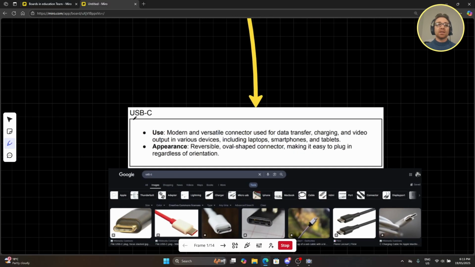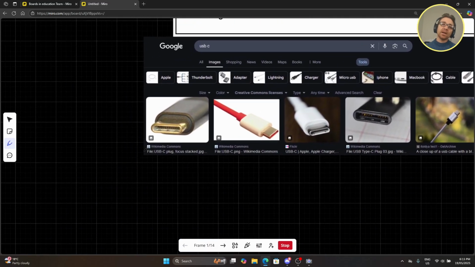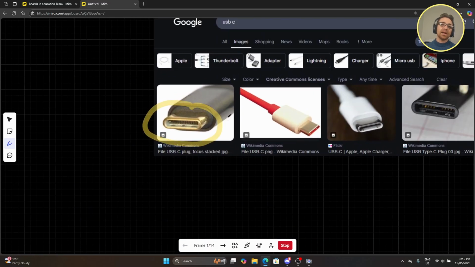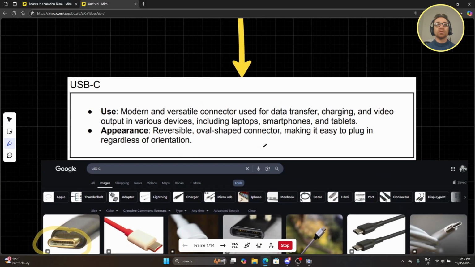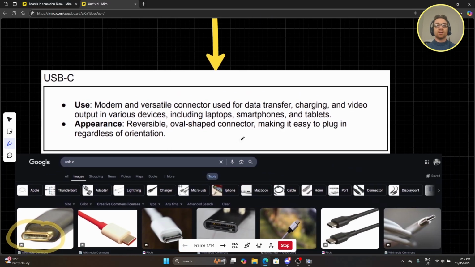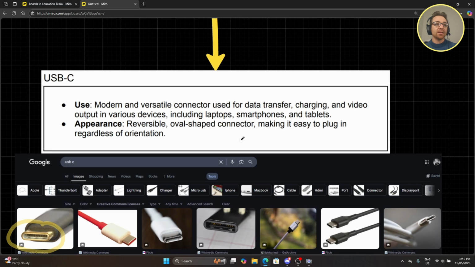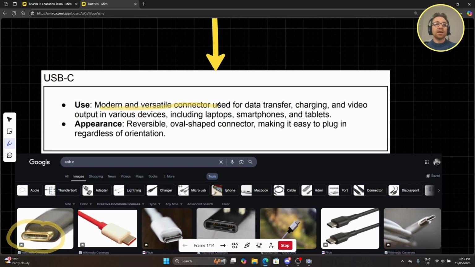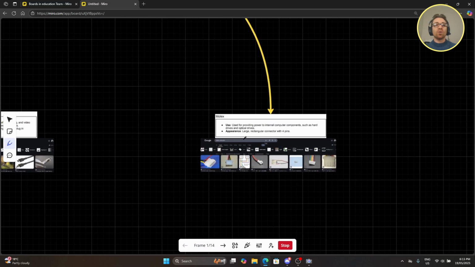All right. USB-C. We've talked about it a million times. You really don't need me to tell you about it anymore. It looks like that. It's circular. It can be plugged in either way. It can do pretty much video, audio, data transfer, power transfer, anything you need. It's a modern and versatile connector. We know all about it by now. I'm not going to talk about it anymore.